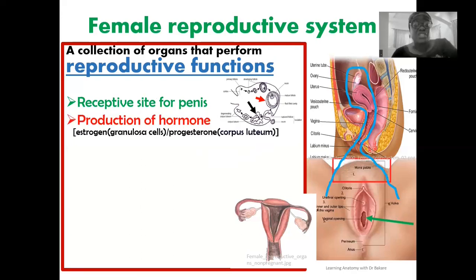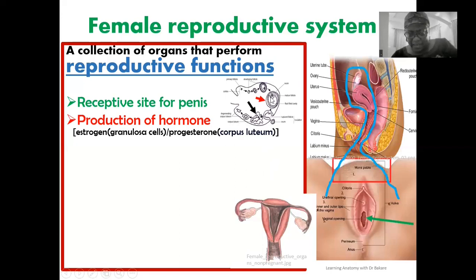The second function is that they're also responsible for the production of hormones. And the hormones that the female reproductive system is seen to produce include estrogen and also progesterone. So we have a specific region also within the female reproductive system that is responsible for the secretion of estrogen and also progesterone. For the estrogen, it is specifically produced by the granulosa cell.